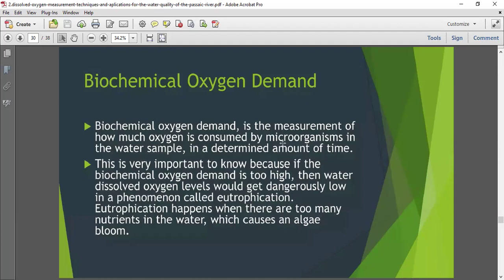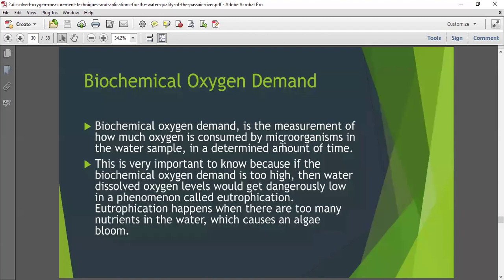In a determined amount of time, and you have the calculation part also, to determine the biochemical oxygen demand of the water sample in a determined amount of time. This is very important to know, because if the biochemical oxygen demand is too high, then the water's dissolved oxygen levels would get dangerously low.